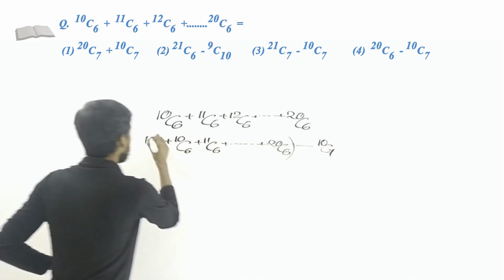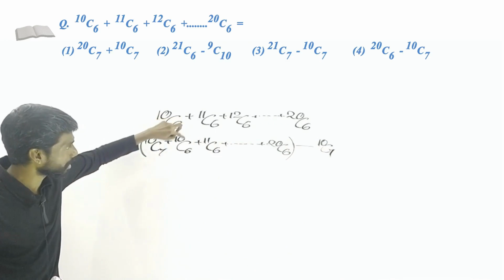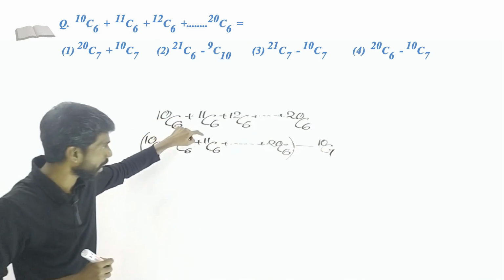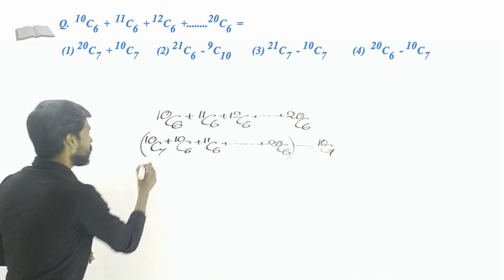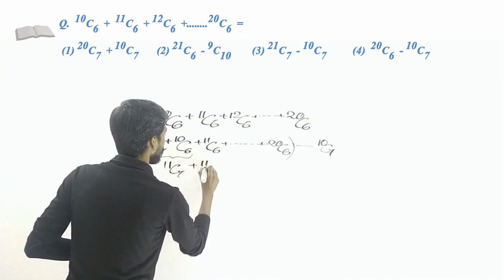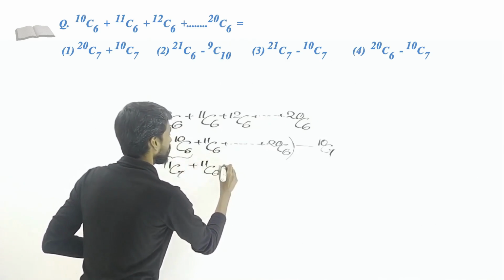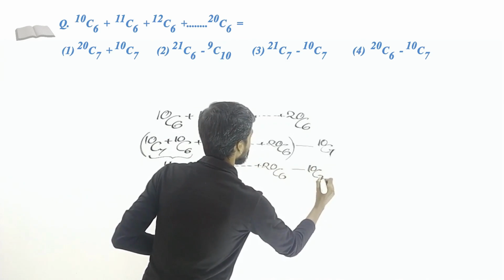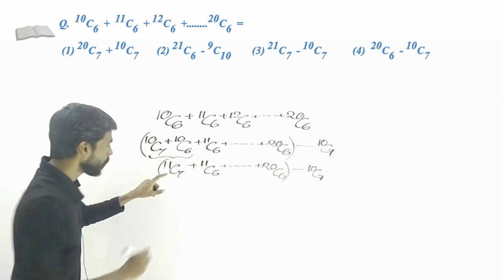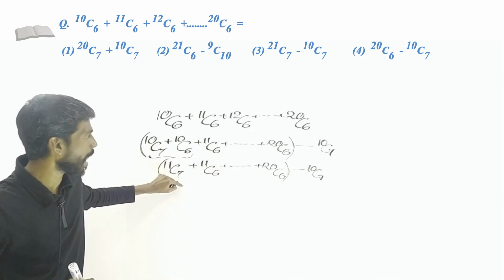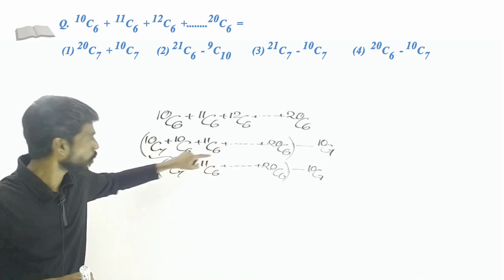Now if you add 10C7 plus 10C6, that will become 11C7. So 11C7 can be added with 11C6, and the remaining term is 20C6 minus 10C7. Now if you add these two, it will become 12C7. So 12C7 can be added with the next term, 12C6. So you can keep adding this.